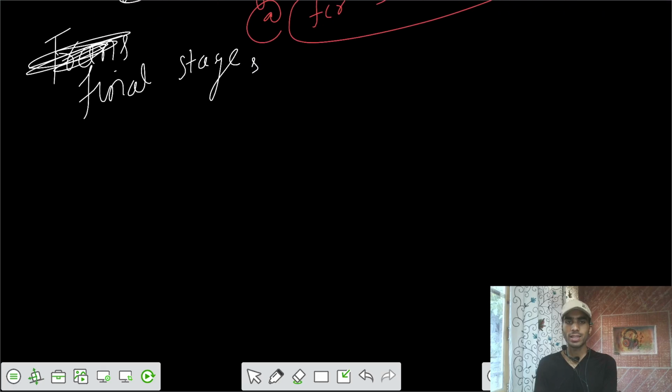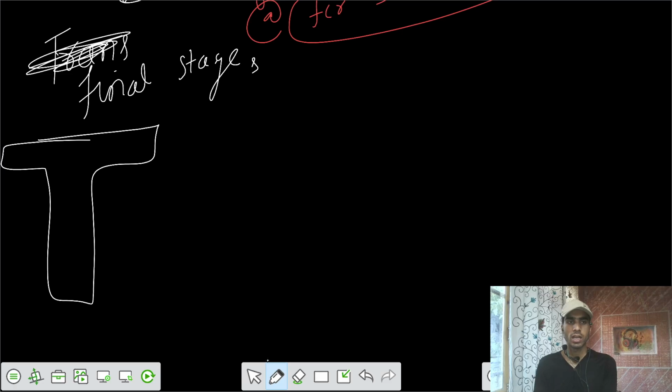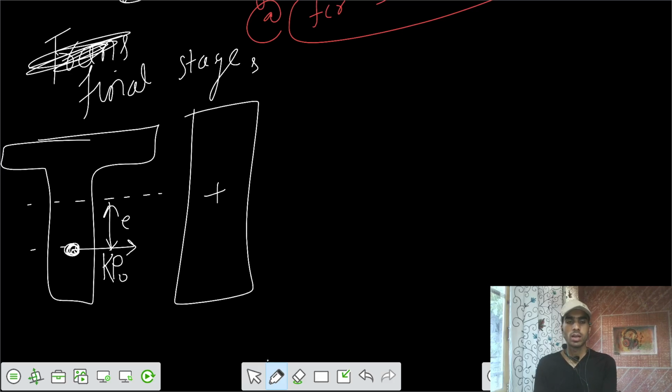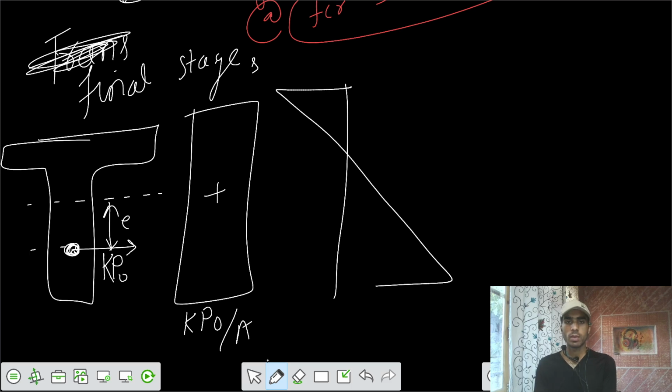Now, if I take a general cross section, I would say we have some neutral axis, and there's some force P naught applied at some eccentricity of e, and this is your final force. I can write this as Kp naught. So your stresses would be Kp naught by A, and here we have top tensile, bottom compressive.